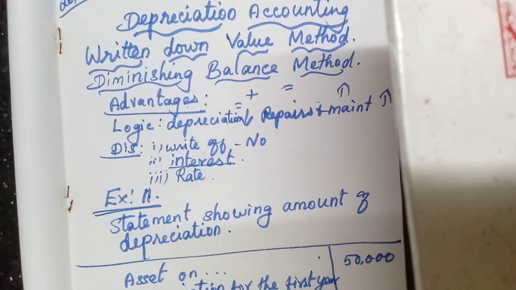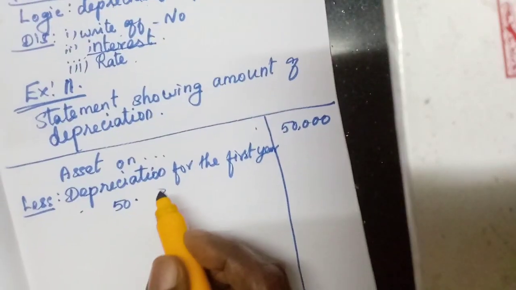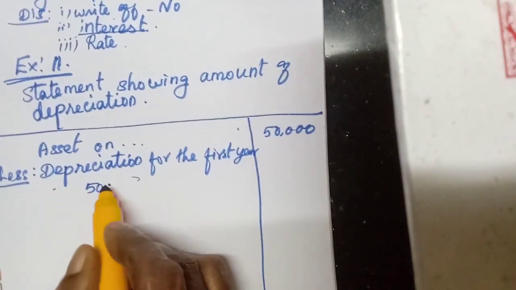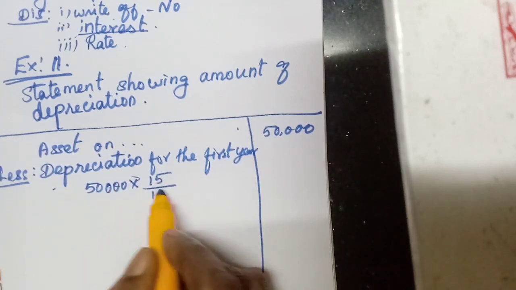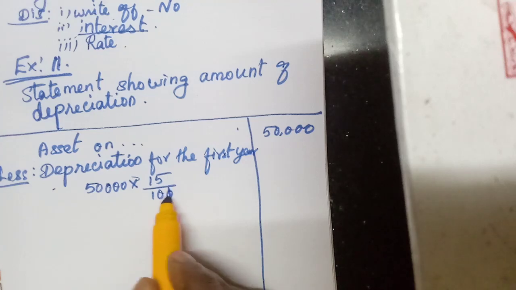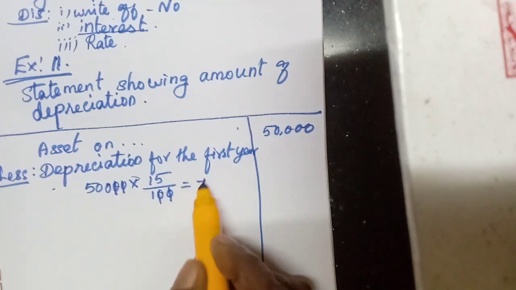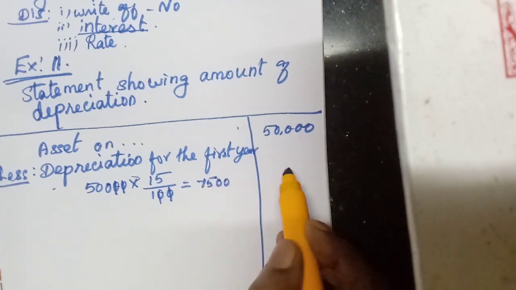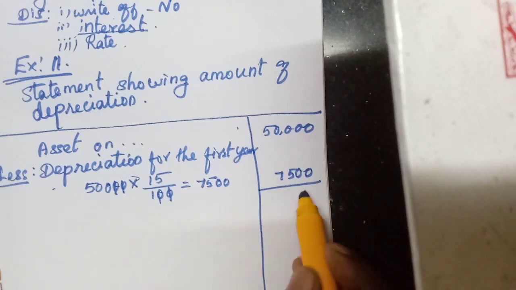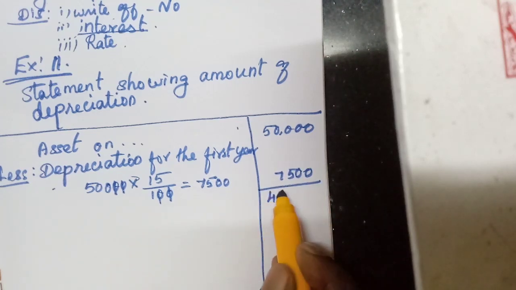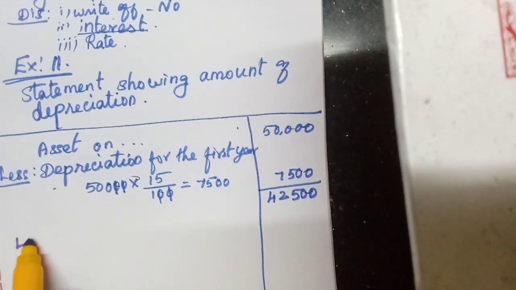We should calculate 50,000 into 15%. Here the two zeros should be cancelled. 15 into 5, 75, 20, 7,500. So how much? 42,500.